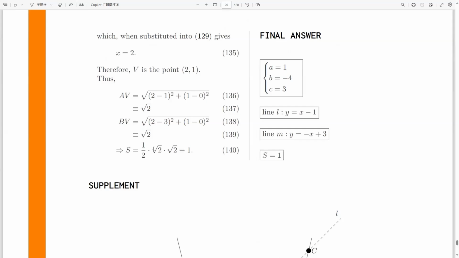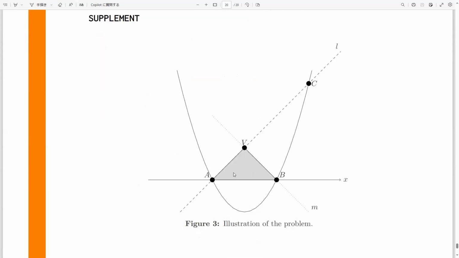and you use the formula for the area of a triangle. So you get 1/2 times AV times BV. So that's square root of 2 times square root of 2, you get 2. 1/2 of that is just 1. And so the area of the triangle here is actually just 1.